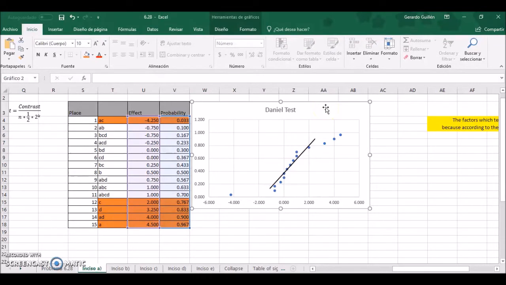According to the following data, we assume that the sources AC, C, D, AD, and A are separated from the rest. So this is going to be the AC, this is going to be the C, this one is the D, and this one is the A. So these sources with their own factors appear to have a larger effect.